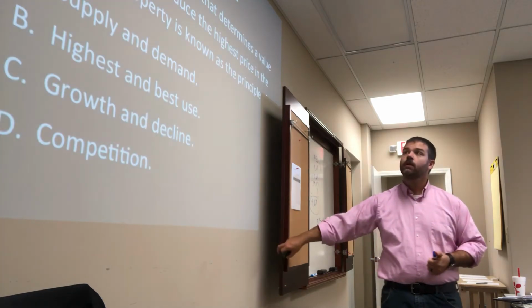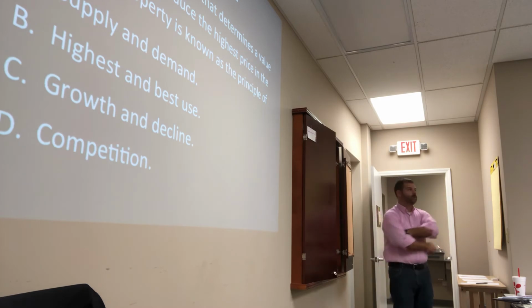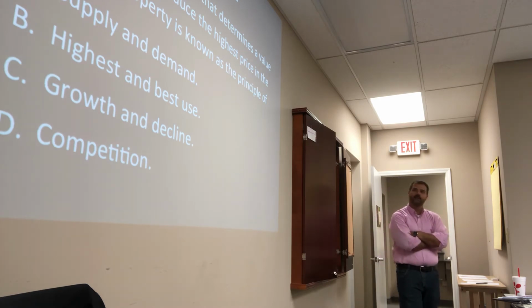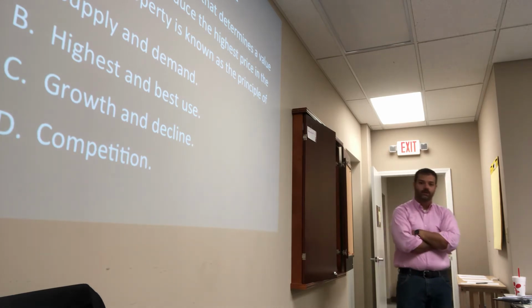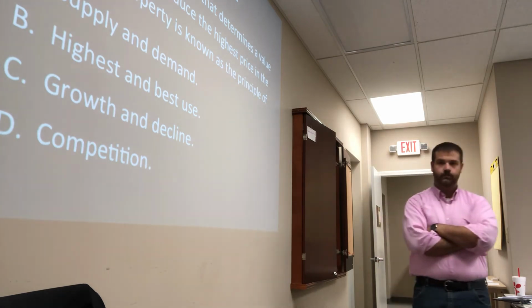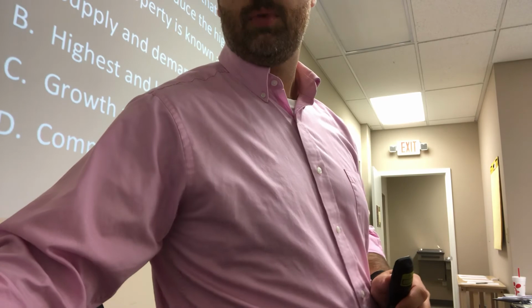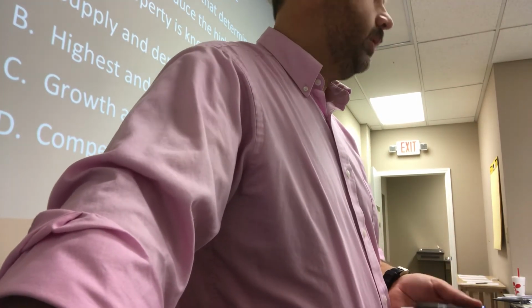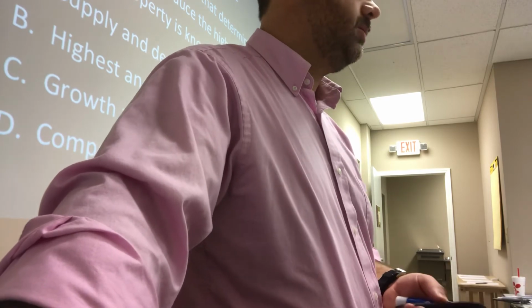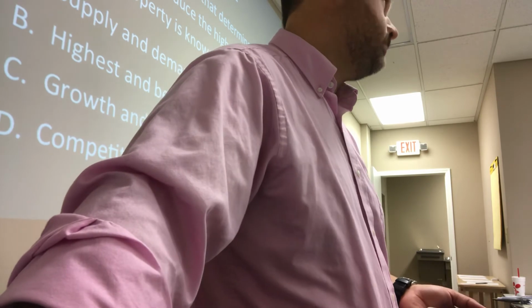Okay. All right, let's try again. The appraisal principle that determines a value most likely to produce the highest price in the sale of a property is known as a principle of what? This is just review. I kind of gave it away when I said it. Highest and best use. We're looking for highest and best use to make sure that we're getting the highest amount of money.